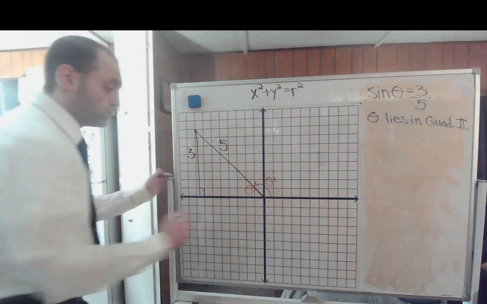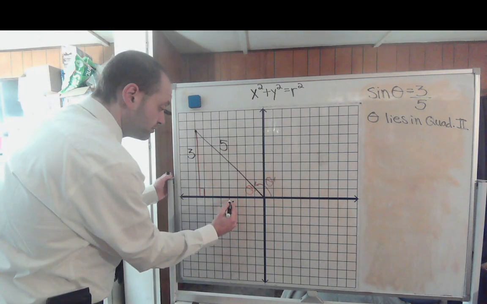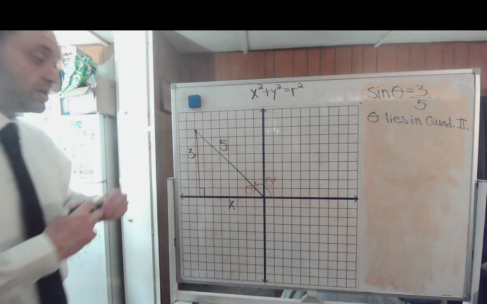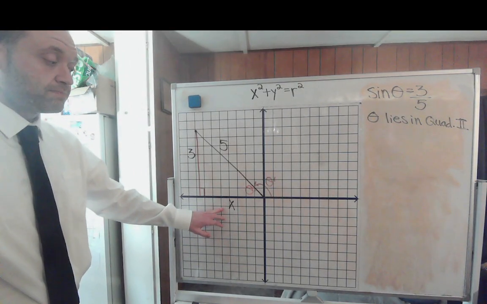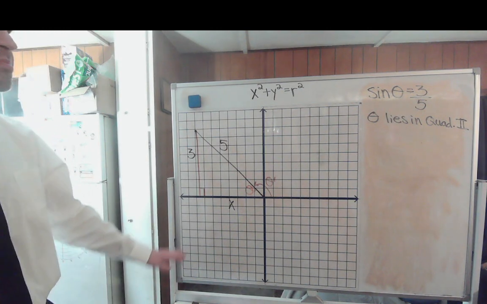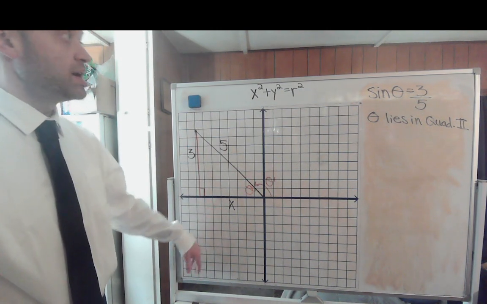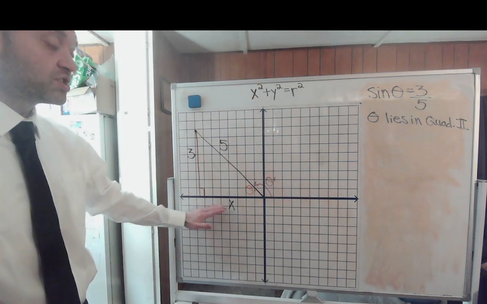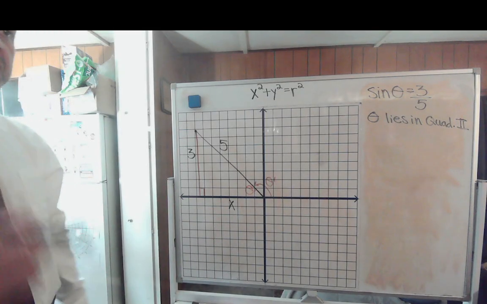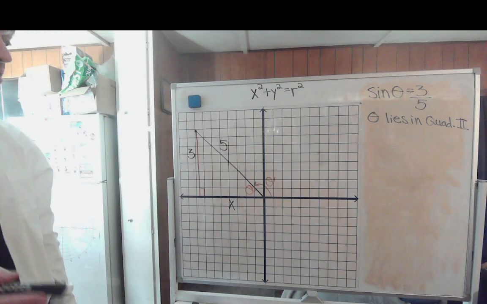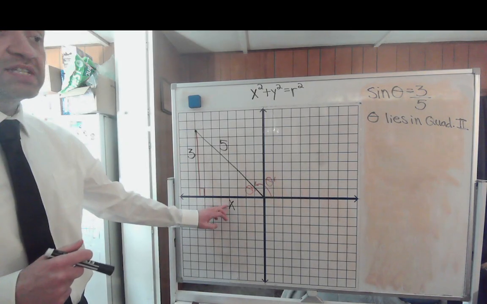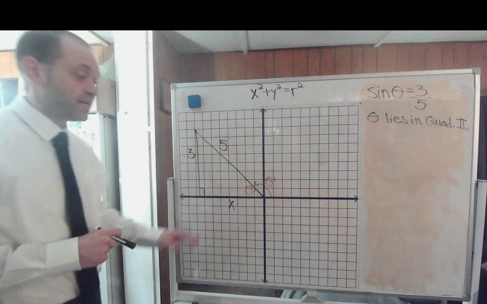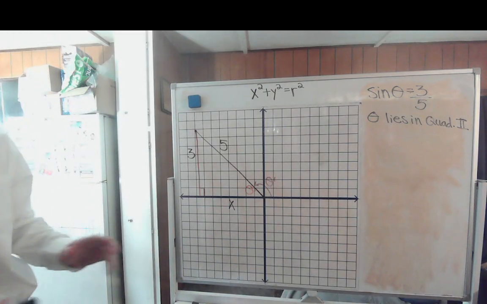So what we don't know is our x. We do not know our x yet. So we can base this on the x squared plus y squared equals r squared formula to solve for x. But let's keep this in mind. If it's in the second quadrant, that means our x has to be negative. So we'll actually take the negative square root of whatever we get.